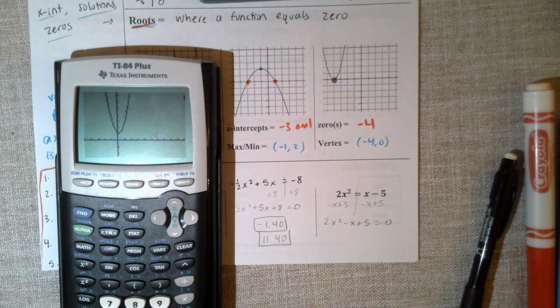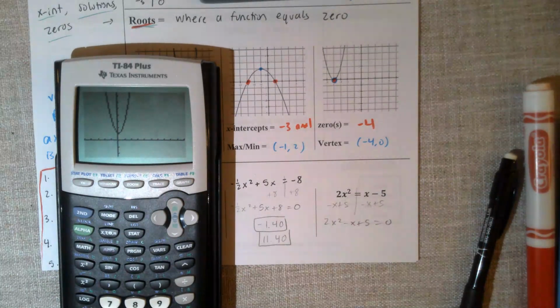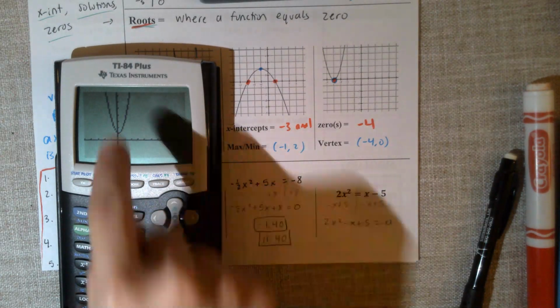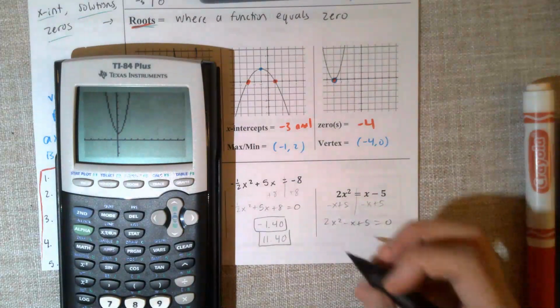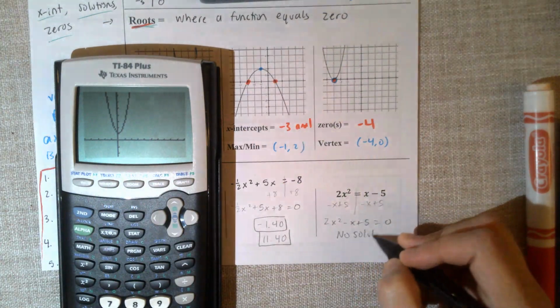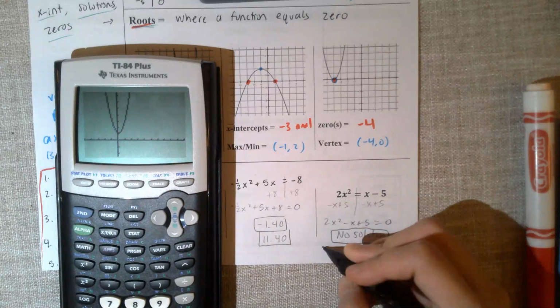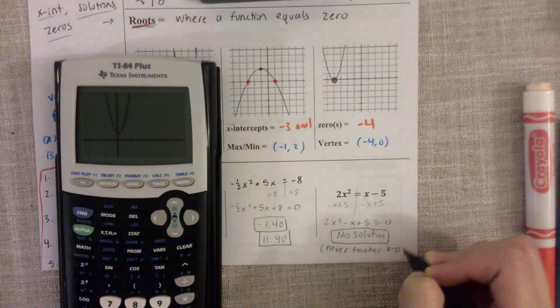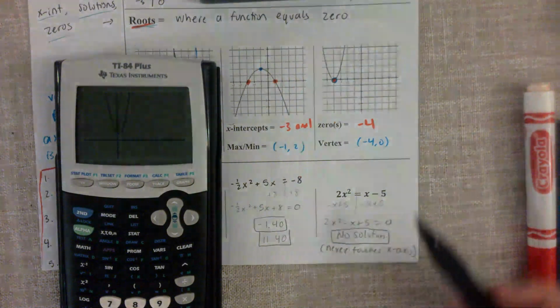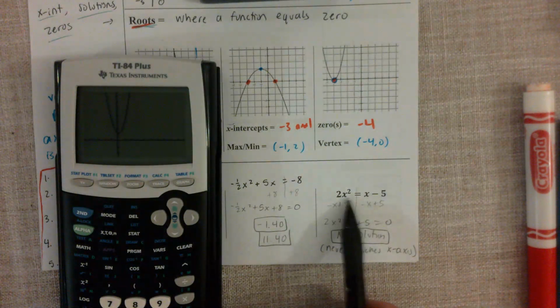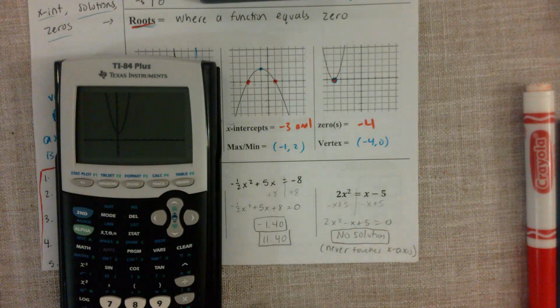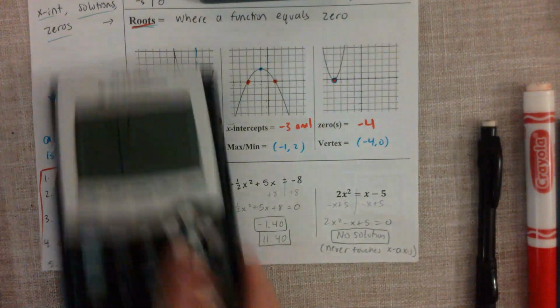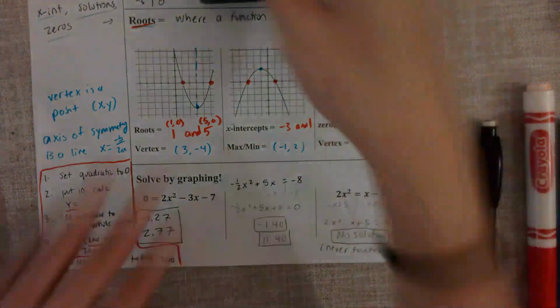Let's see if this window is good. Okay, so if we look at this window, you can see that it never touches the x-axis, right? So since it never touches the x-axis, there's actually no solution. So if I said 2x squared equals x minus 5, what is x? You'd be like, Miss Letts, that's a trick question. There is no solution. Okay. Just a little bit more.